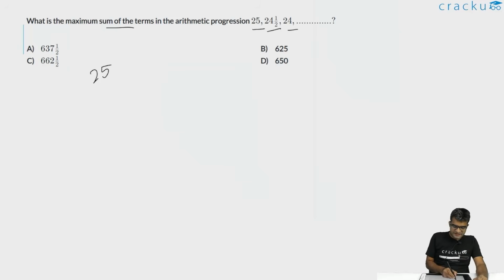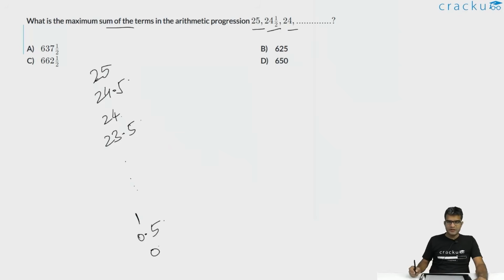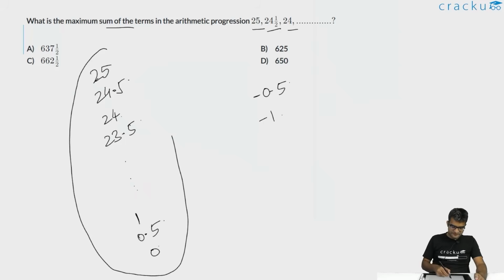Essentially, when the first term is 25 and the second term is 24 and a half, the sum has increased. Then it is 24, again the sum has increased by 24. Then it is 23.5, again the sum has increased. At some point like this, it is going to hit 1, then 0.5 and then 0. The next term over here will be minus 0.5. Now, if you are adding minus 0.5, the sum will start decreasing. Then it will be minus 1 and so on. So what we are required to calculate is this sum. What is the sum of 25 plus 24.5 plus 24 plus dot dot dot till 0?